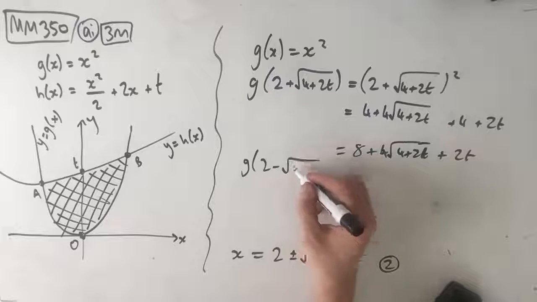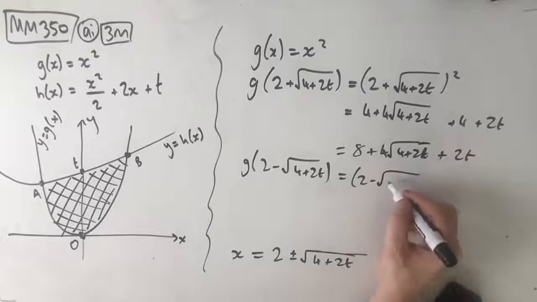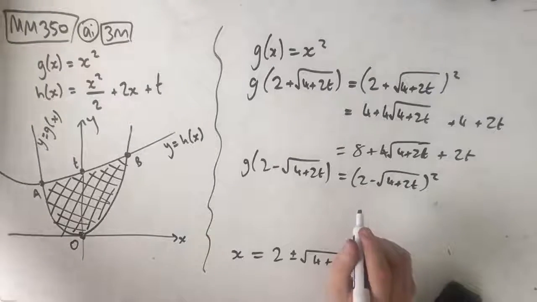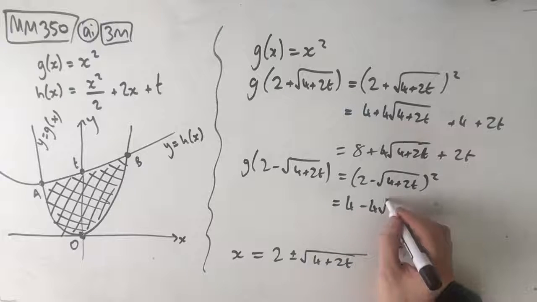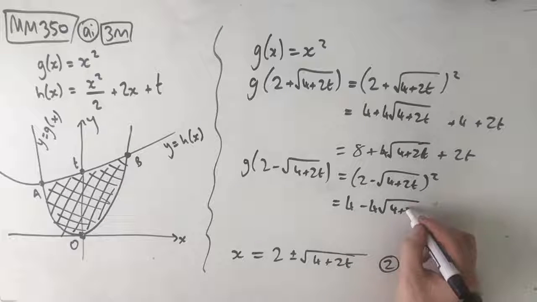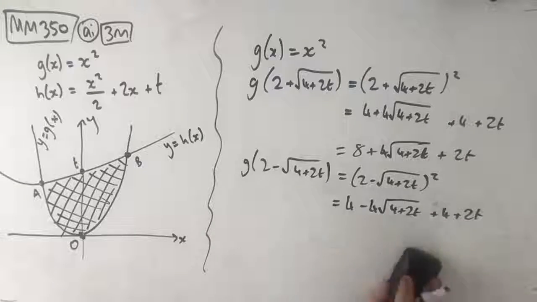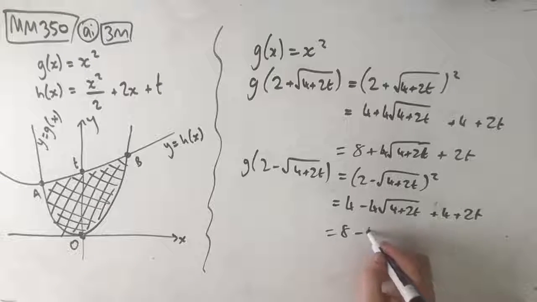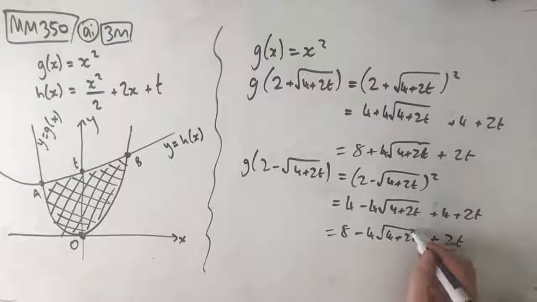So we get 2 minus root 4 plus 2t, which is equal to 2 minus root 4 plus 2t squared, which gives us 4 minus 4 root 4 plus 2t plus 4 plus 2t, which gives us 8 minus 4 root 4 plus 2t plus 2t.